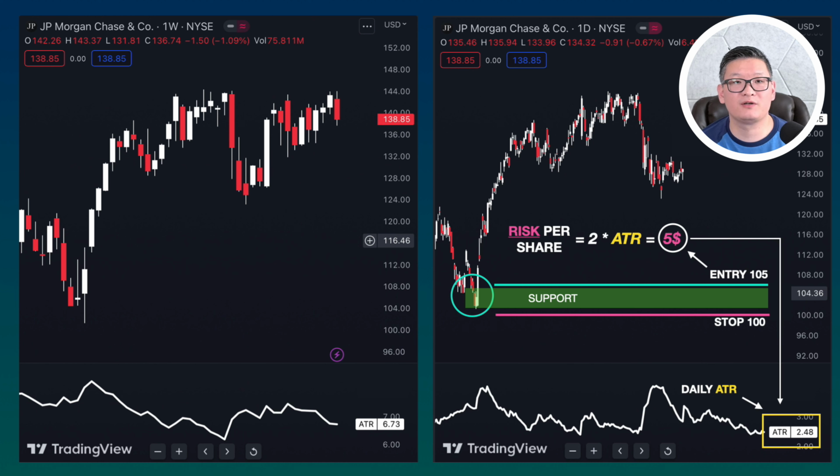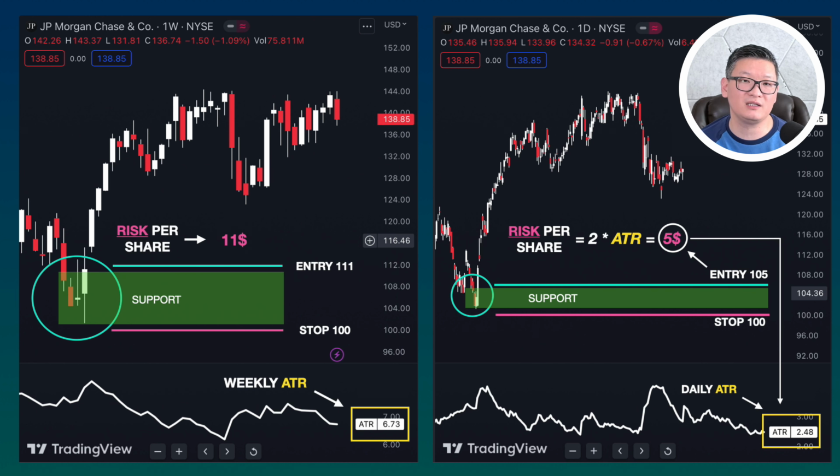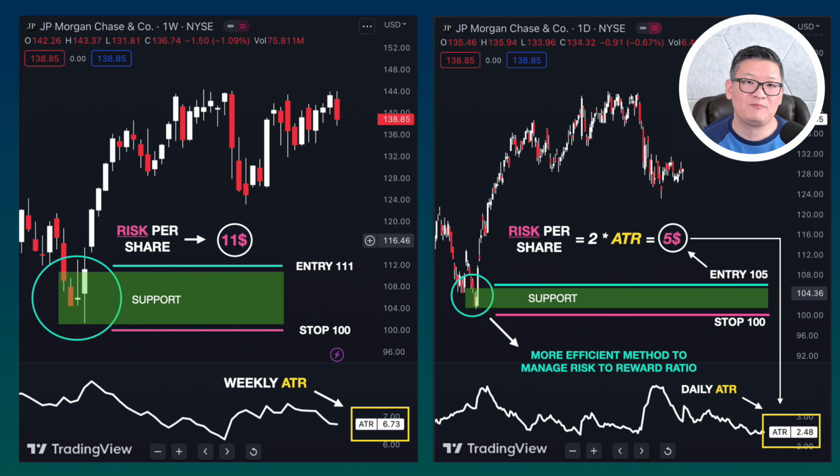Now, long-term traders and investors can also choose to use weekly ATR instead of the daily one for the purpose of determining the risk parameters. However, placing stops and picking entry points using daily ATR inside our weekly support or resistance area is a much more efficient method to optimize the reward to risk ratio. Obviously, if you prefer to hold positions for years or even a decade, then using weekly ATR is totally fine.